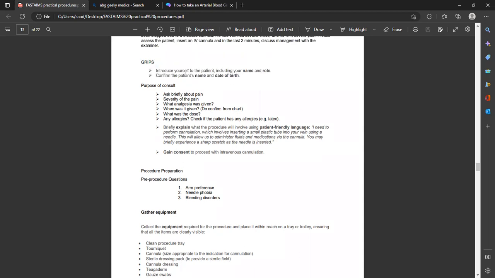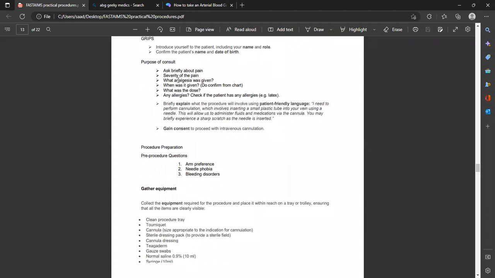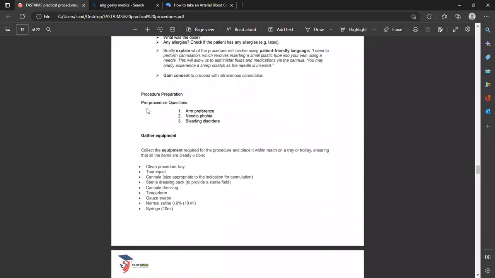Again, you enter the room, ask briefly about the pain, where exactly the pain is, for how long, and what medicines have been given. Check the drug chart if there is one, then check for allergies, and then take consent. Now, pre-procedure questions: ask about preference and whether they have any bleeding disorders.